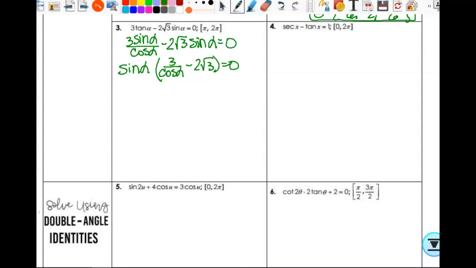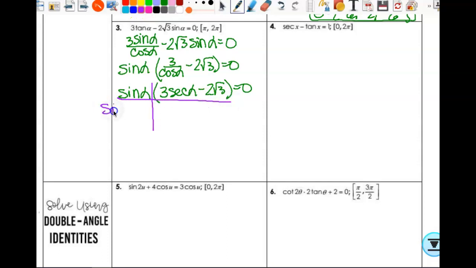But I think before I do that, I would rather cosine not be in the denominator. Like I could leave cosine there and take care of it that way, but I think, in my opinion, it's easier to work with. So what's the reciprocal of cosine? Secant. So I can really make this into 3 secant alpha minus 2 square roots of 3, and then set that equal to 0. That way I don't have one of the variable ones in the denominator. Okay, so now I can do my zero product property here.